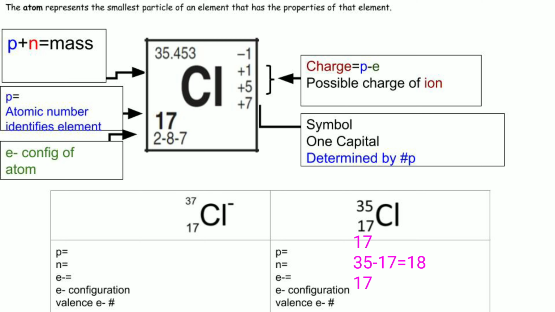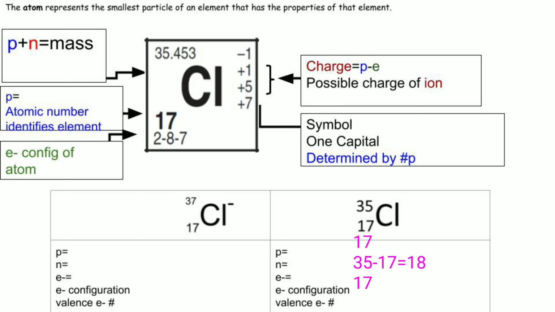Examining the symbol on the right, you can see that it is an atom with no charge. Every chlorine atom has 17 protons. To determine the number of neutrons, we subtract the protons from the mass number. There are 18 neutrons in chlorine 35.